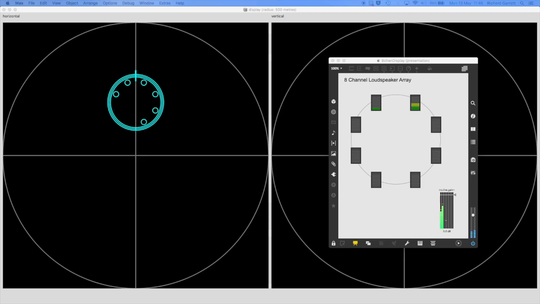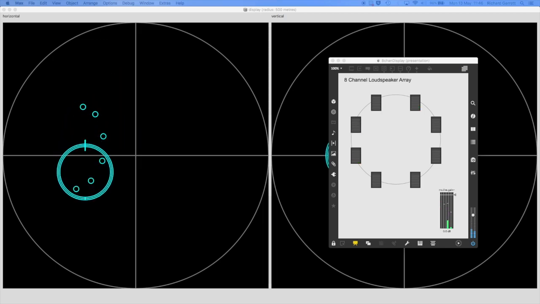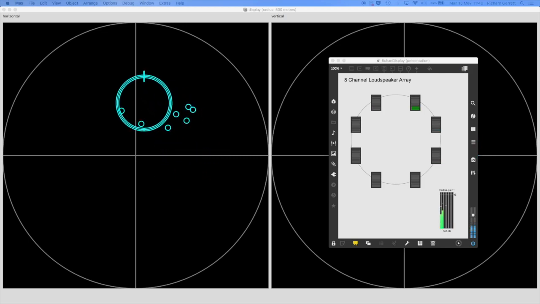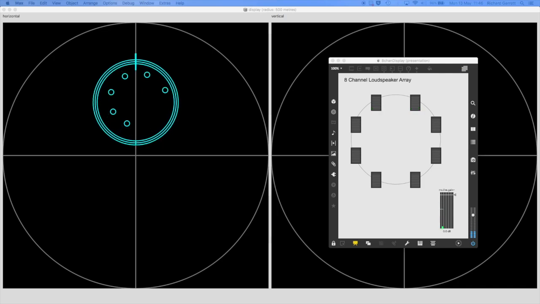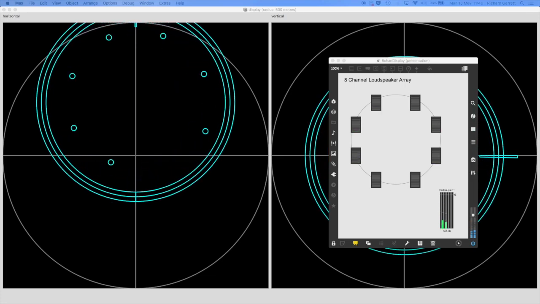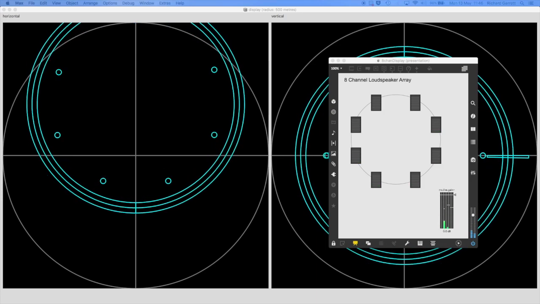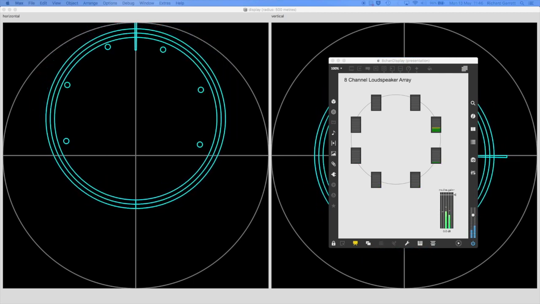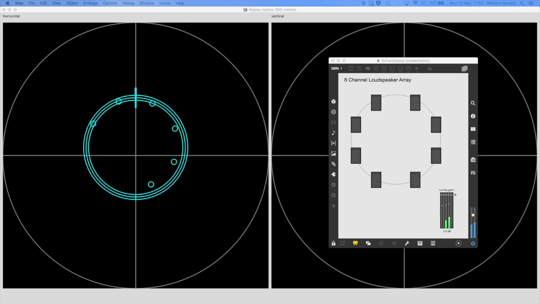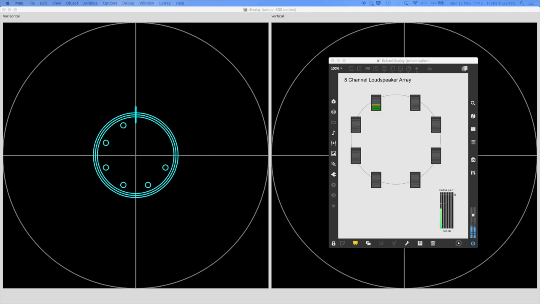I can also cause the bubble to rotate about the central position, producing an interesting spirograph effect. Make it expand around its center. And contract. These expansions and contractions are also possible in the azimuth direction, squeezing the event into a smaller angle.